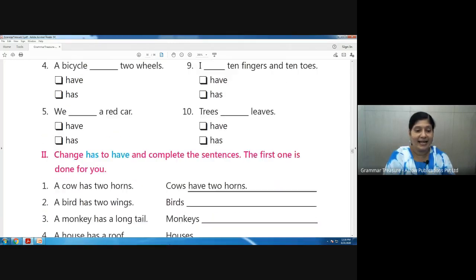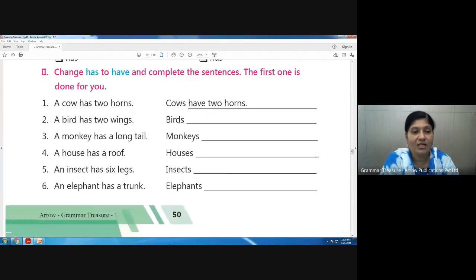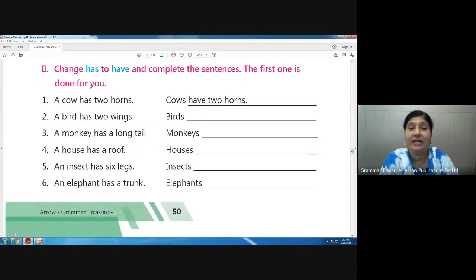Now, let's look at the second exercise. Change has to have and complete the sentences. The first one is done for you. A cow has two horns. Only one cow, so has two horns. Now, in the second sentence, which is plural, cows have two horns. That means for singular we use has, for plural we use have.